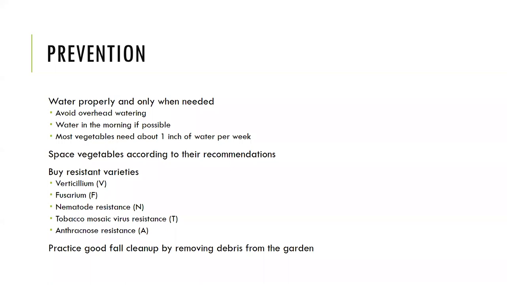We didn't cover that because it's in the insect category and we were concentrating on diseases tonight, but a T is tobacco mosaic virus and A is anthracnose resistance. So just keep an eye out, you'll see them after the varietal name on plant tags.